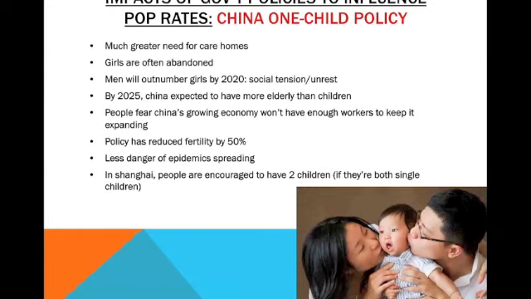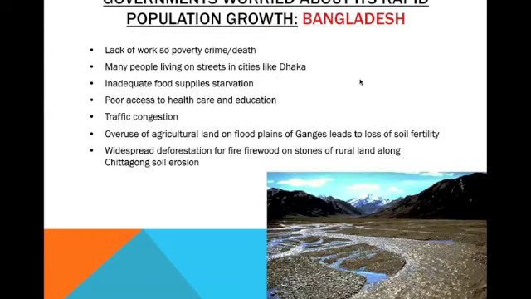So, yeah. Also, if the mom has it, then she won't give it to all her kids because she'll only have one kid. Then, for this place-specific reference, you will say in Shanghai, people are encouraged to have two children if they're both single children. It doesn't really answer the question, but it doesn't matter as long as there's a place-specific reference. But at the same time, you can just say much greater need for care homes in Shanghai. It really doesn't matter.